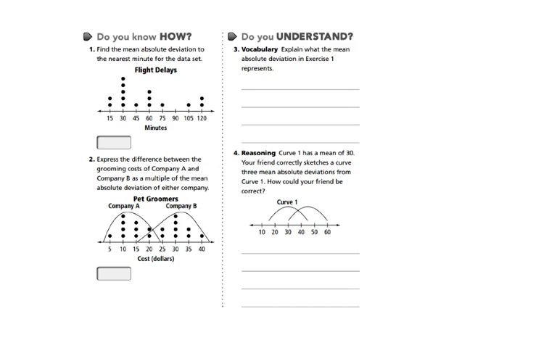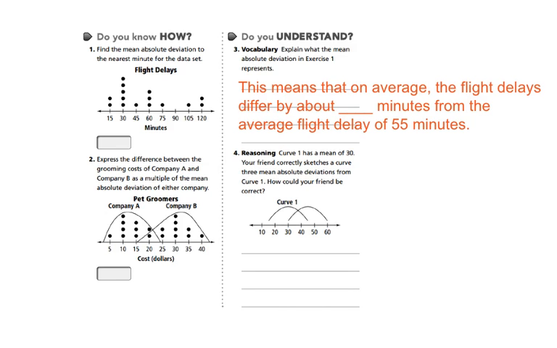So for number 3, it's kind of hard to put this in words, so I'm going to tell you what you should write. Explain what the mean absolute deviation represents. Okay, so what you're going to write is that your answer means that on average, the flight delays differ by about, and then whatever your answer is, minutes from the average flight delay of 55 minutes. So it tells us how much it differs on average from the average. Lots of averages there. Hopefully that helps you understand that a little bit better.